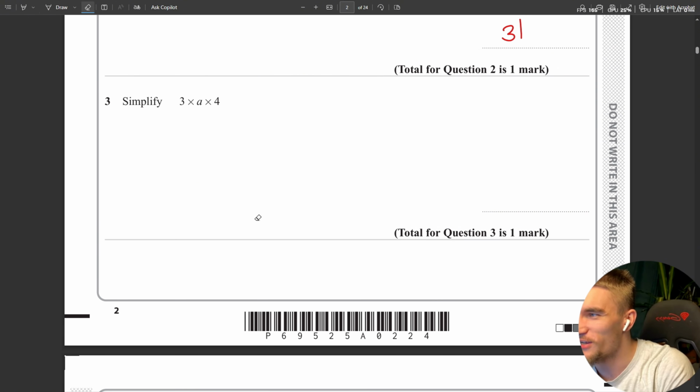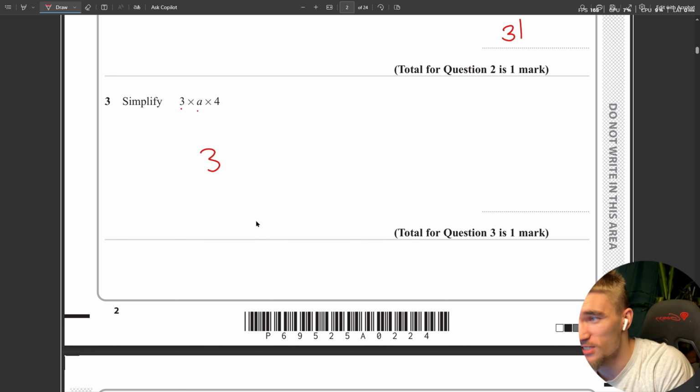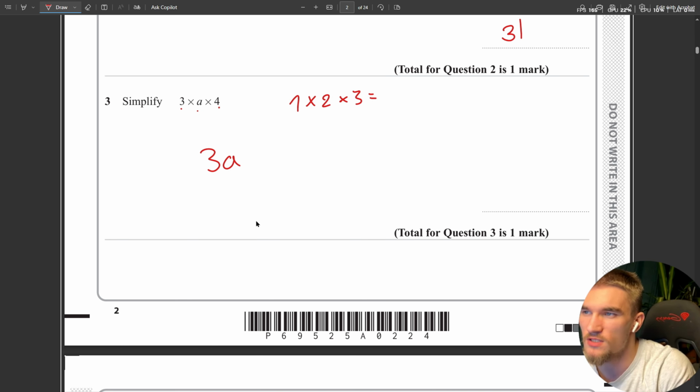Okay, simplify 3 times a times 4. Okay, so can I multiply 3 and a? Not really, because I just get 3a, right? But the cool thing about multiplication is that you can do things in any order. Let me show you. For example, let's do 1 times 2 times 3. What does that give me? 1 times 2 gives me 2. 2 times 3 gives me 6, right?